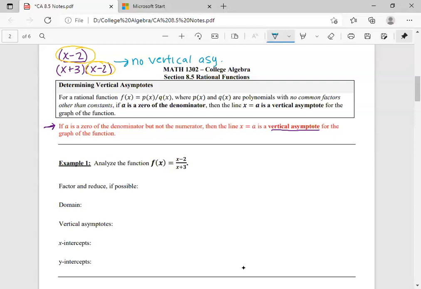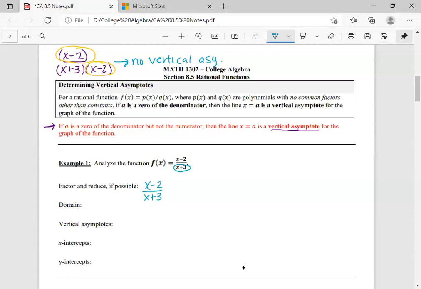Okay, and we're going to work a lot of examples where this happens, but I'm just trying to explain what this wording means. So on this example 1 here, I don't have the same thing on the top and the bottom. So I would have a vertical asymptote at whatever the 0 is on the bottom. So the first thing it says is to factor and reduce if possible. Well, x minus 2 over x plus 3 does not factor or reduce. I'm done. There's nothing I can do to that. There's going to be sometimes when you can.